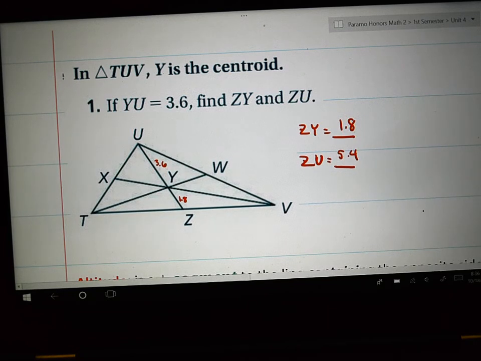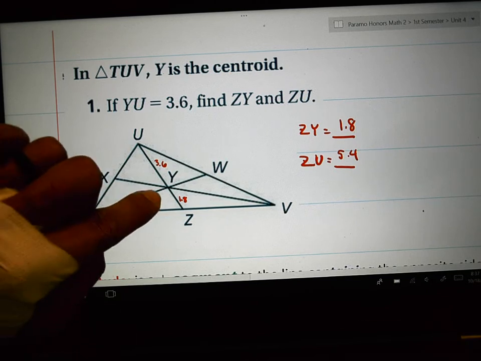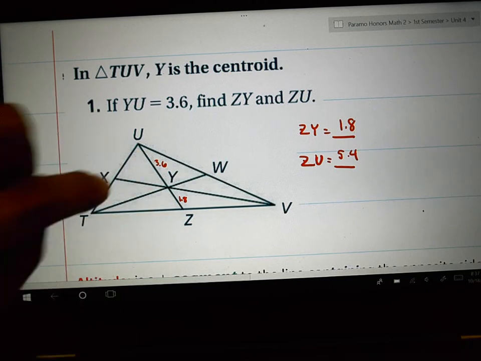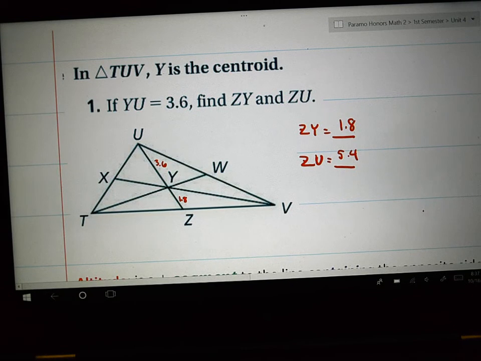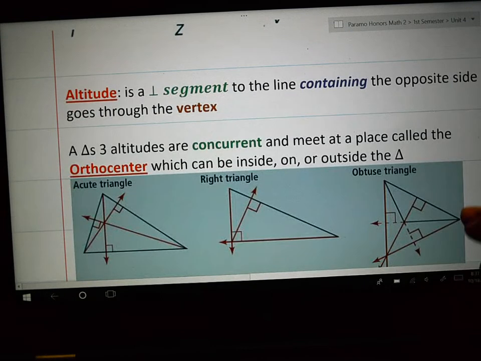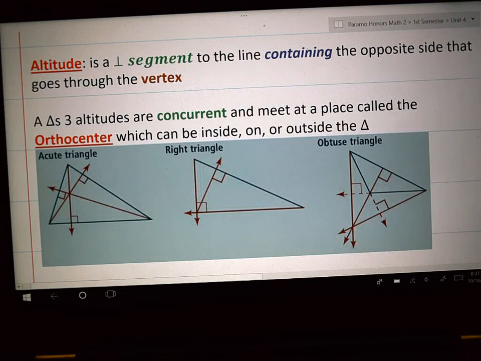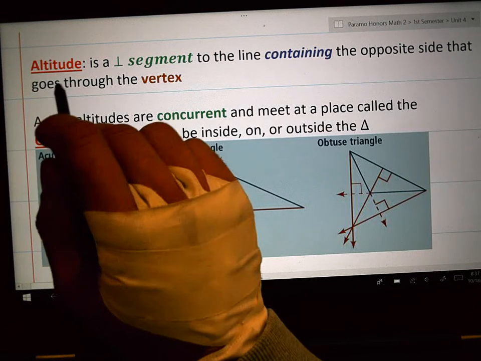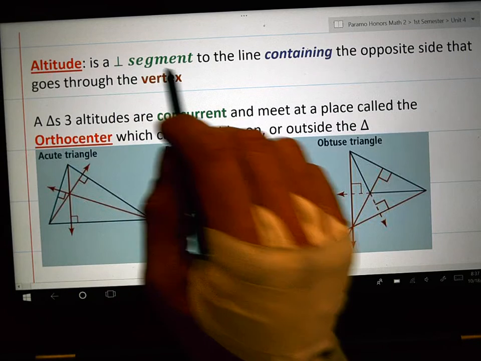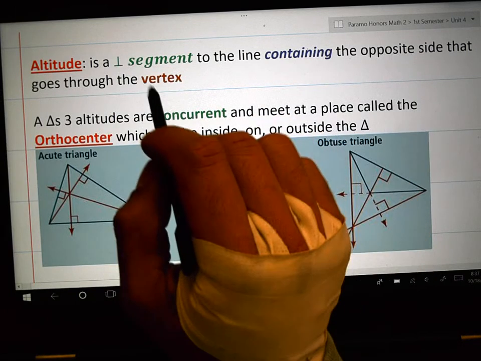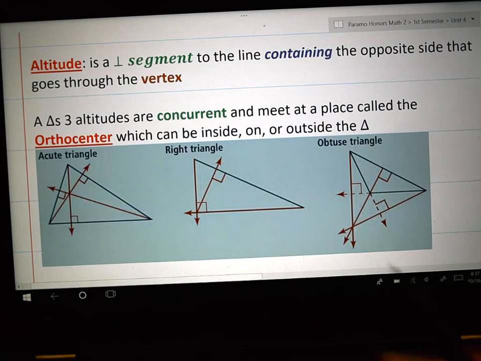So the first thing that we learned about were these things called medians. The medians intersect in a place called the centroid. The centroid divides it into 2/3 and 1/3 parts. The next big idea are these things called altitudes. An altitude is a perpendicular segment that goes through the vertex, and it's just on the line containing the opposite side.